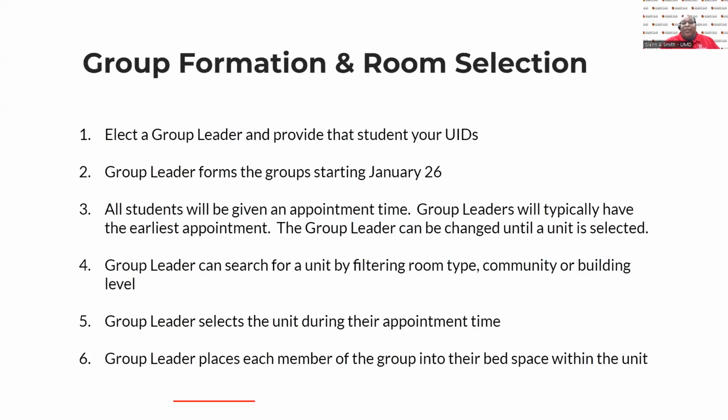If you're looking for a semi-suite, well, that's a group of 4. If you're looking for an apartment or suite, that's either a group of 4, 5, or 6. Traditional spaces will vary depending on if you want a single, double, triple, or a quad. It's important to note that the group leader is the one who selects at the group leader's appointed time. The group leader will place each student in their specific bed space within their unit.